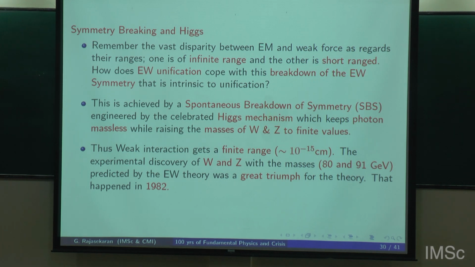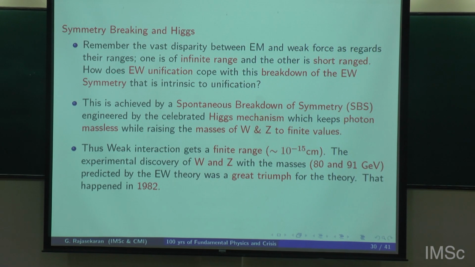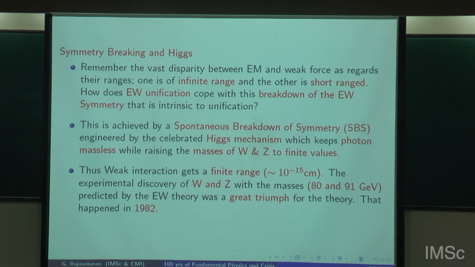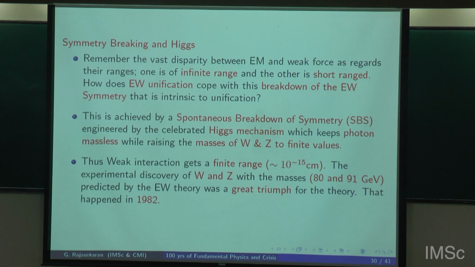This is achieved by a spontaneous breakdown of symmetry, SBS, engineered by the celebrated Higgs mechanism, which keeps the photon massless while raising the masses of the W and Z to finite values. Once you do that, W and Z get mass. In fact, the precise mass can be calculated in the theory, 80 and 91 GeV, predicted by the electroweak theory with symmetry breakdown. And those W and Z at 80 and 91 GeV were experimentally discovered at CERN in 1982.